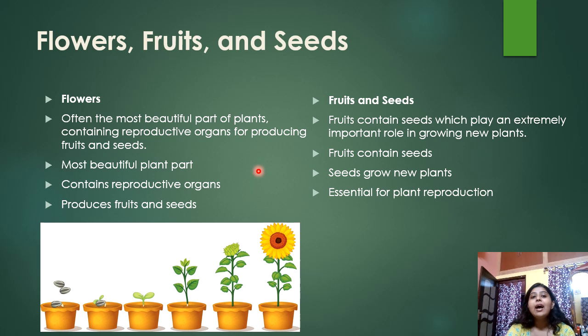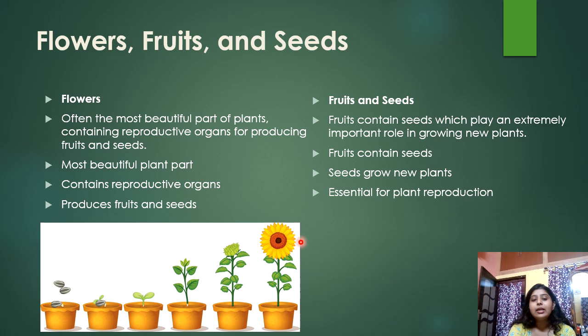Next. See, fruits, flowers and seeds. These are also what we get from plants. So, flowers are often the most beautiful part of a plant. They contain reproductive organs for producing fruits and seeds. So, without flowers, we cannot get fruits and seeds. Okay, and the flower is called the most beautiful and most attractive part of a plant. It contains reproductive organs and produces fruits and seeds.